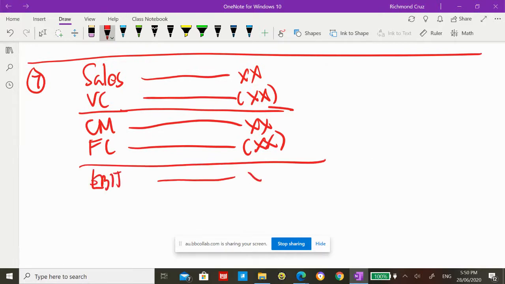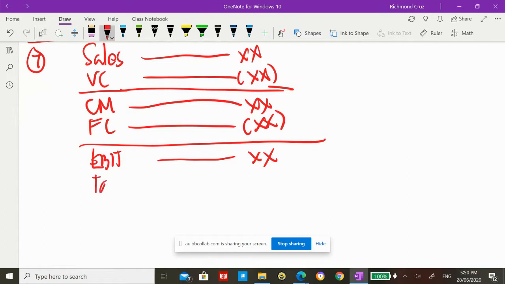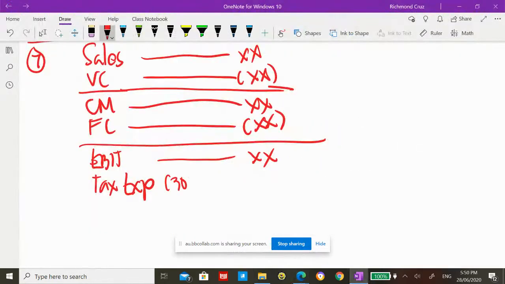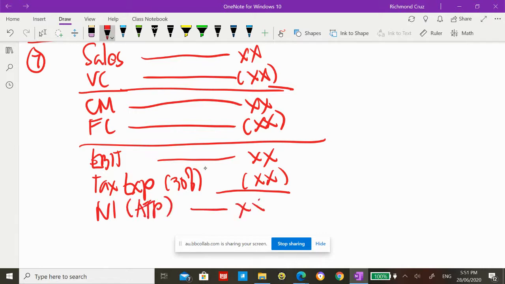This is the before-tax income. So we subtract the tax expense, and according to the problem, that's 30%. Once you subtract the tax expense, this is now our net income, meaning the after-tax profit. If you notice, the 30% was subtracted, so that means 100% minus 30%, which is 70%.